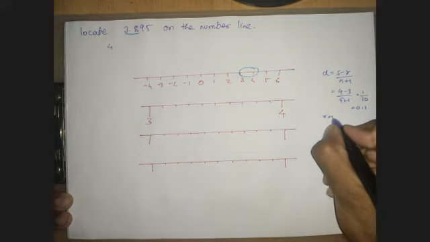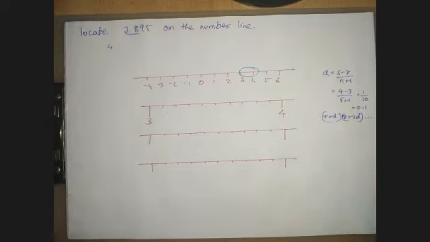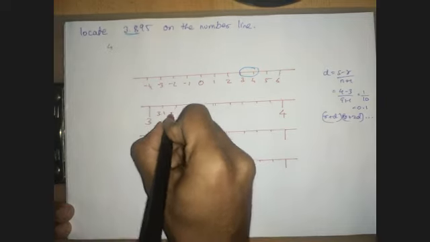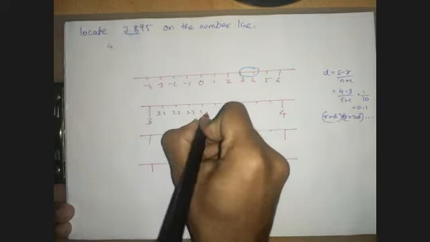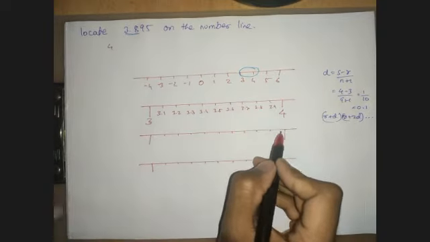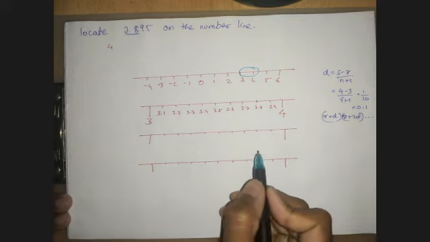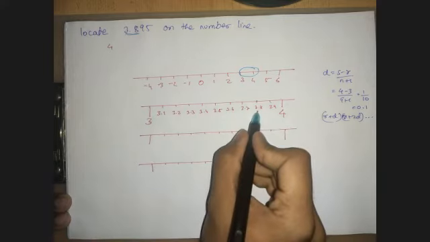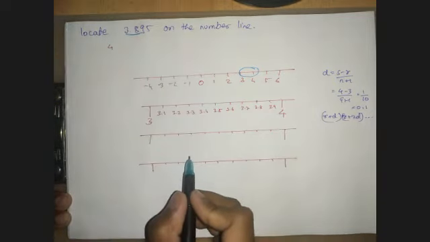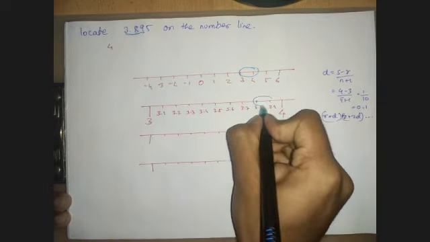So my numbers would be r plus d, r plus 2d, and so on. So what does that mean? I need to add 0.1 to this. So this would be 3, 3.1, 3.2, 3.3, 3.4, 3.5, up to 3.9, and 4. So I have these numbers. So where is 3.8? My 3.8 lies at this point. But now I have located 3.8, but I have to represent 3.89. So where does that lie? That lies between 3.8 and 3.9.